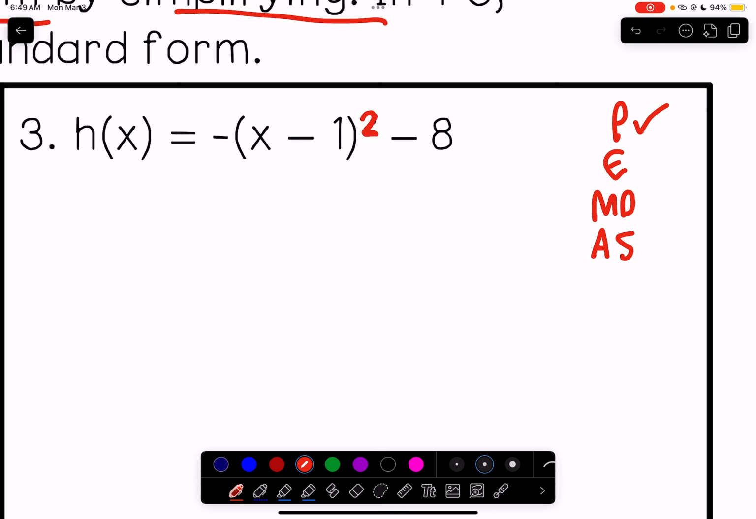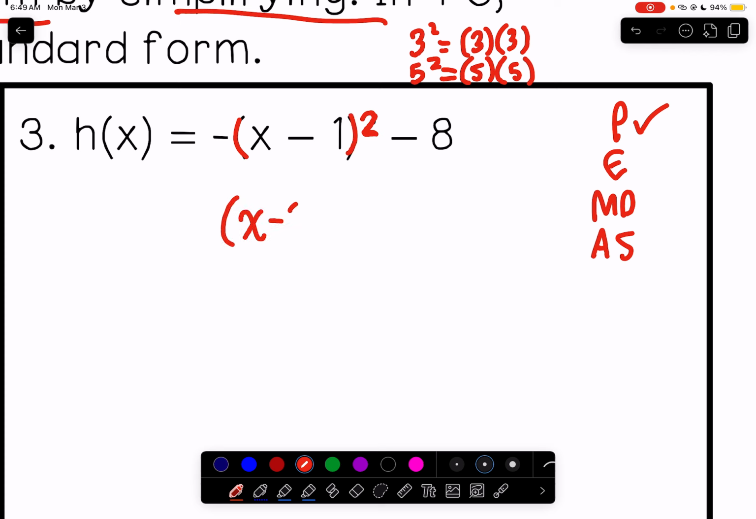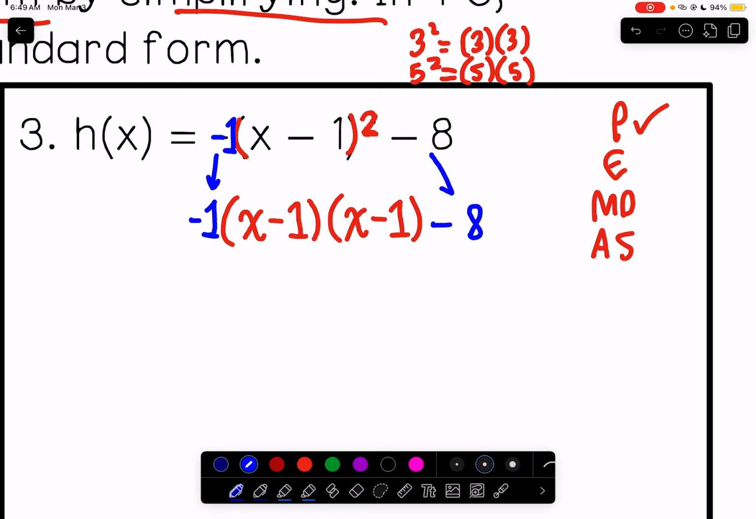So what does it mean to square something? Hopefully you're saying it means to multiply something by itself, like how 3 squared is 3 times 3, and 5 squared is 5 times 5, and so on and so on. Here, there's no shortcut here. I have to actually multiply x minus 1 by itself in order to square it. And then times technically negative 1 on the outside, and then -8 on the outside. So this came with me, and this I'm actually going to multiply by itself in order to square it.